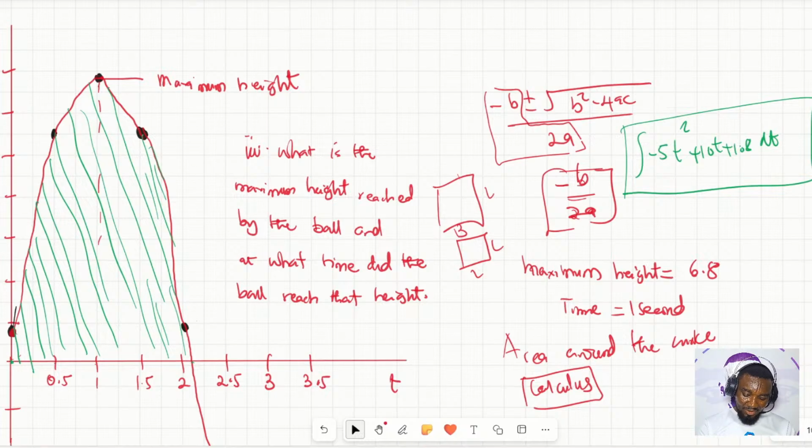With integration, all you are going to do is add 1 to the power and divide by the new power. We just move the constant outside and then we add 1. And we are going to have minus 5t cubed all over 3, plus 10t squared all over 2, and then plus 1.8t. It won't be difficult at all. So that is the area around the curve. It's good that you know, because it helps you.